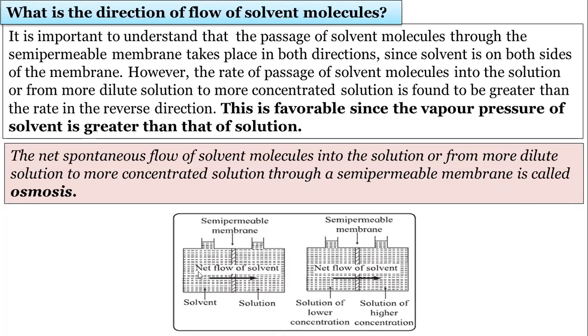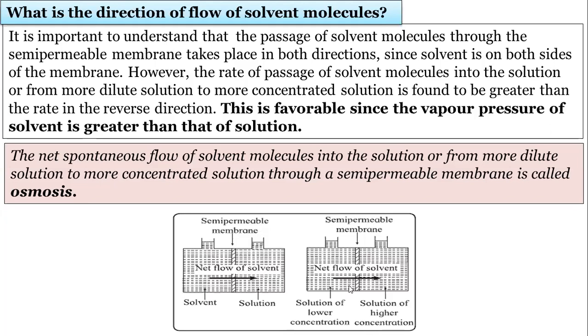So according to the definition, there is a net flow of the solvent molecules through the semi-permeable membrane. So this is the semi-permeable membrane. Due to this osmosis, what will happen? On the solution side, because solvent molecules will pass through the semi-permeable membrane, the amount of solution will increase. And if the amount of solution is increased, meaning solvent is increased, its concentration will decrease, remember.